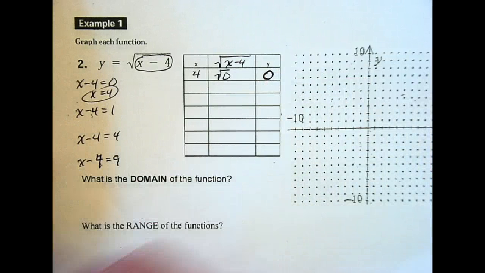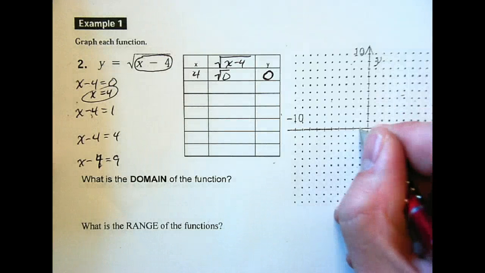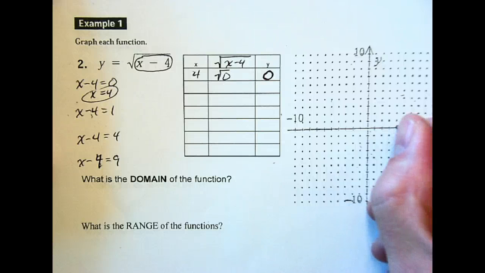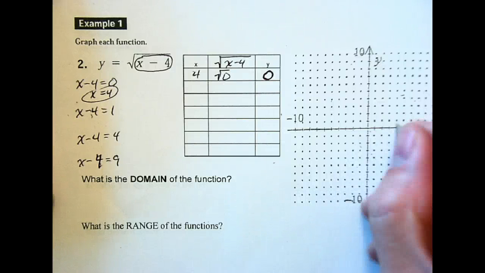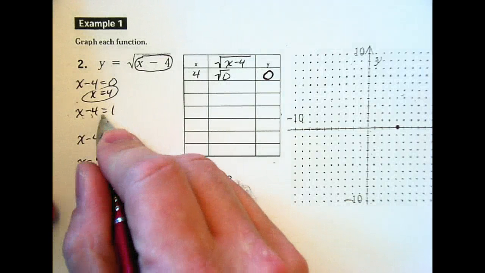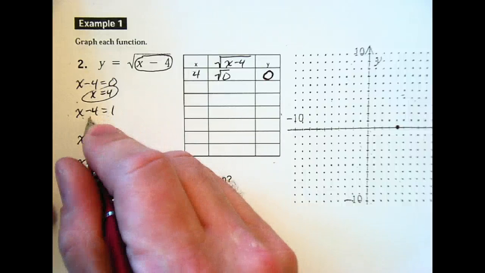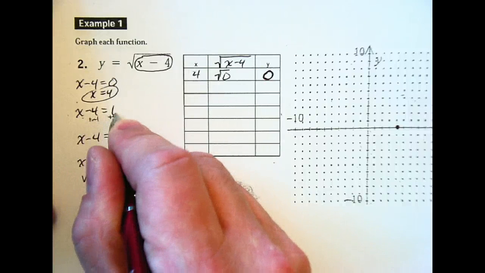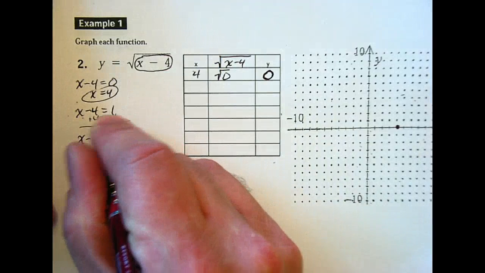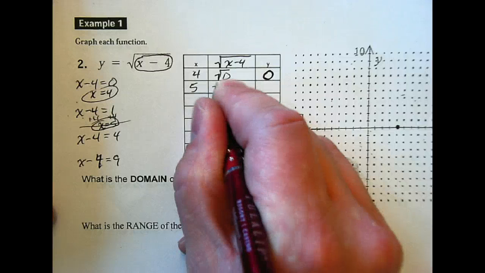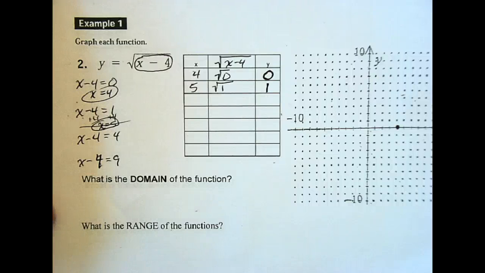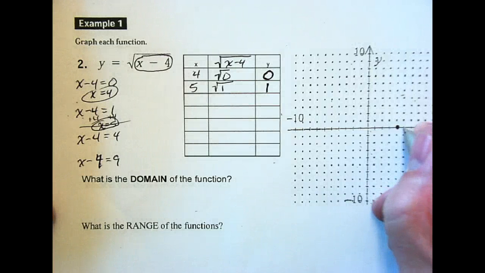Okay? And then we can plot that point. 4, 0. 1, 2, 3, 4, 0. Some pretty good counting. Thanks. All right? What makes x minus 4 equal 1? 5. We add 4 and add 4. We get x equals 5. Okay? So when x is 5, we get 1 inside. Root of 1 is? 1. All right, so we now have another point 5, 1.